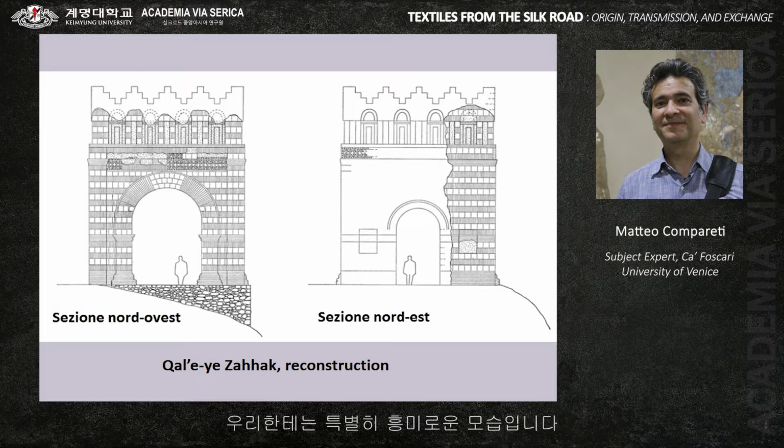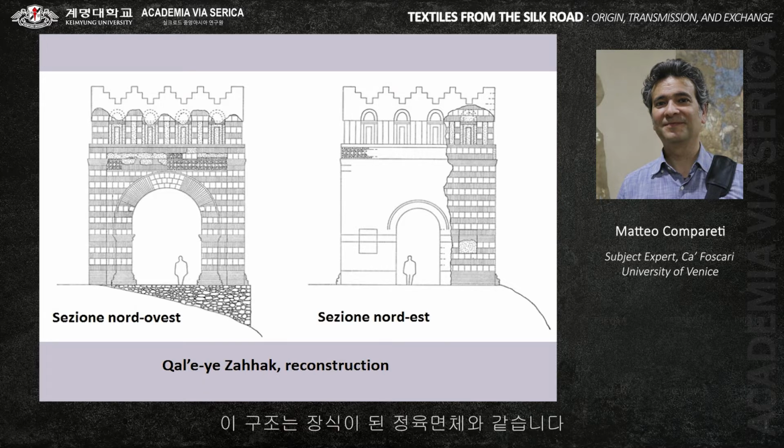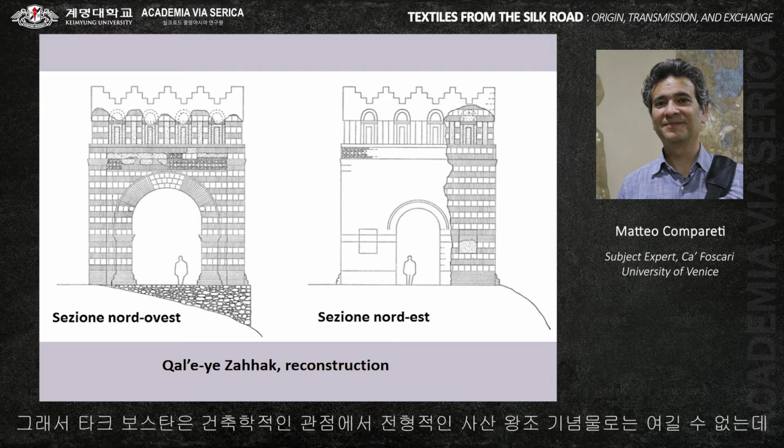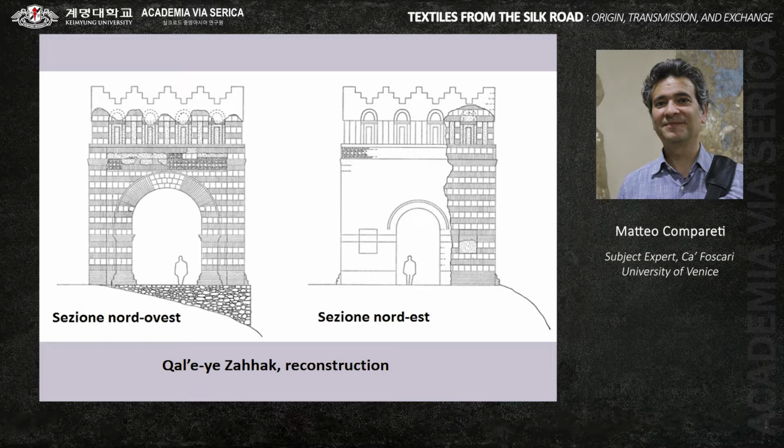In this sketch, we can see that once more we have a monument which is very similar to the bigger grotto in Takebustan. Actually, we have arches on every side. The structure is like a cube with some decoration, and above, again, we have this crenellation. So Takebustan is not a monument that, from an architectonic point of view, we could consider typically Sasanian, because during the Parthian period, Qaleh Zahak is late Parthian, we had already something very similar.